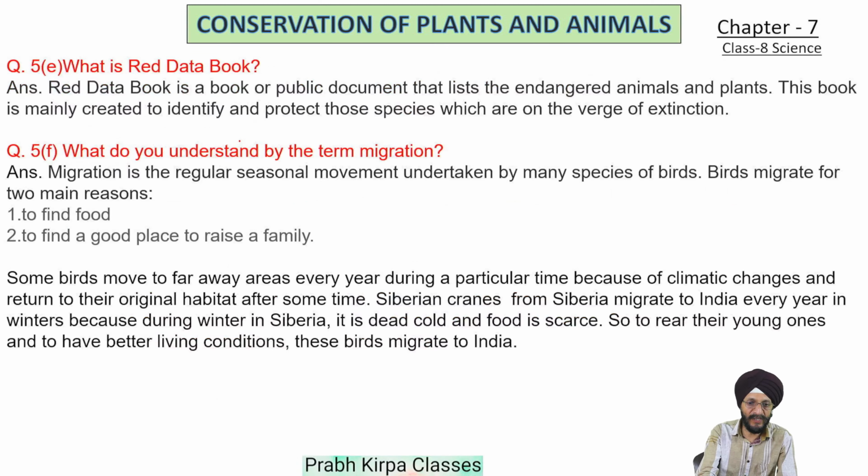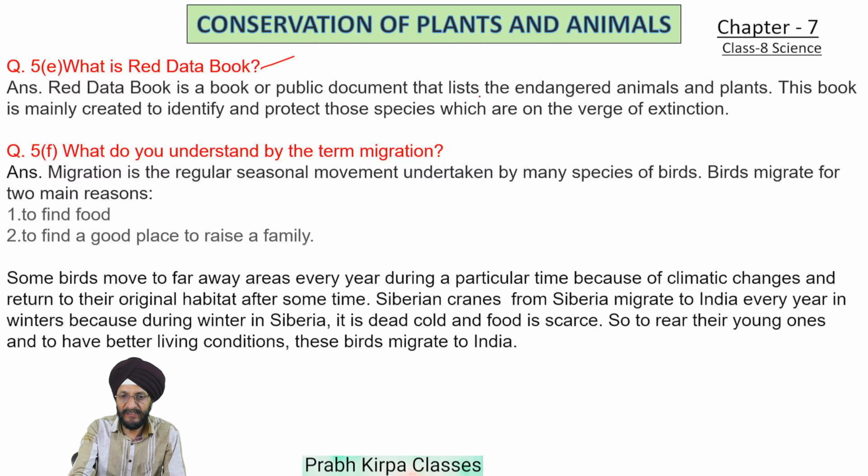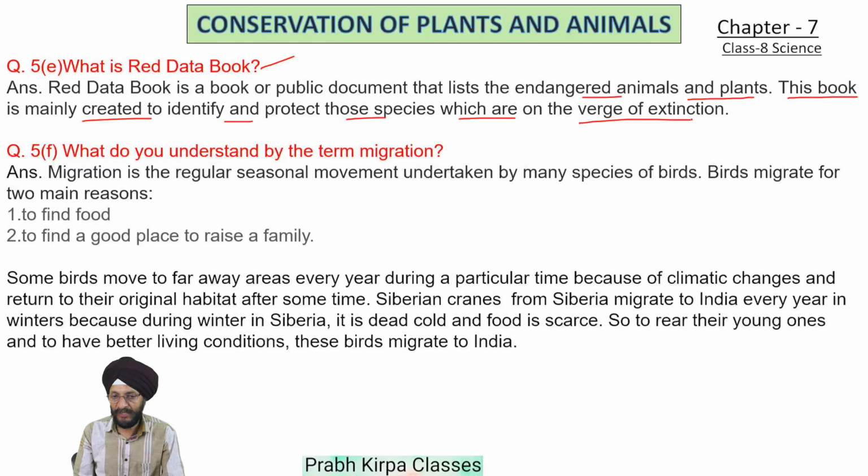Now, the question is, what is Red Data Book? Red Data Book is a book or a public document that lists the endangered animals and plants. This book is mainly created to identify and protect those species which are on the verge of extinction. An international organization known by the name IUCN is dealing with the compiling and publishing of the Red Data Book.